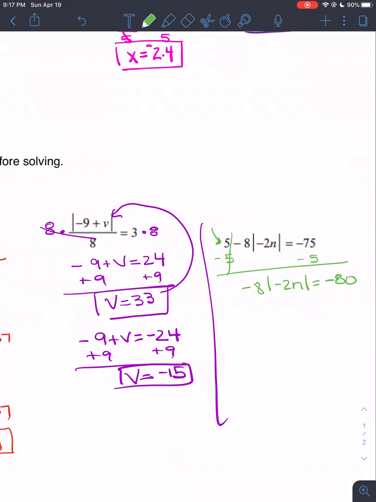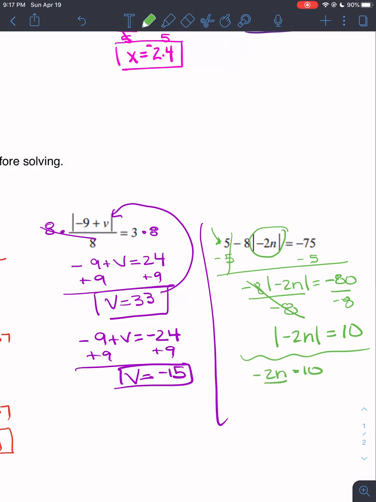Now let's get rid of that negative 8. Our goal again is to get this absolute value all by itself. So we're going to get rid of multiply by negative 8 by dividing both sides by negative 8. So we're going to get the absolute value of negative 2n equals positive 10. Now we're finally ready to work. Let's drop those absolute value signs. So we're going to get negative 2n equals positive 10.